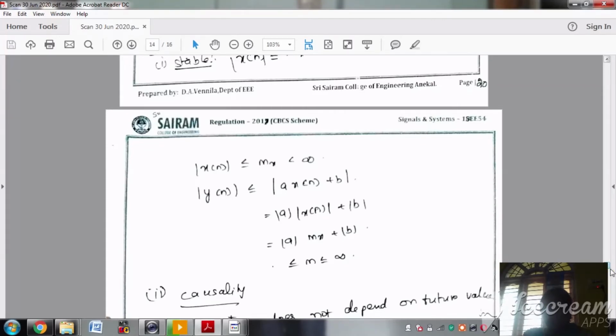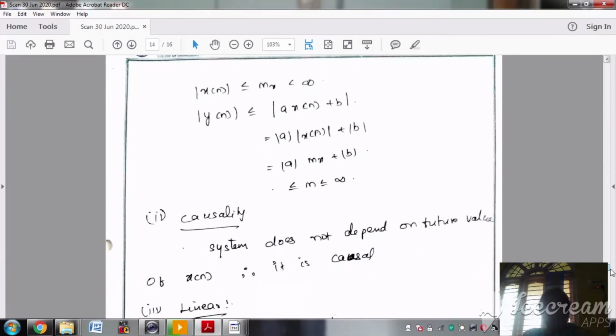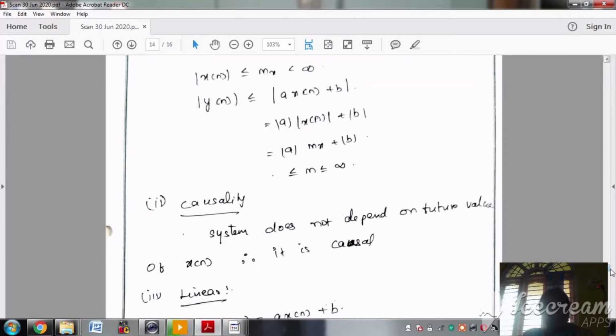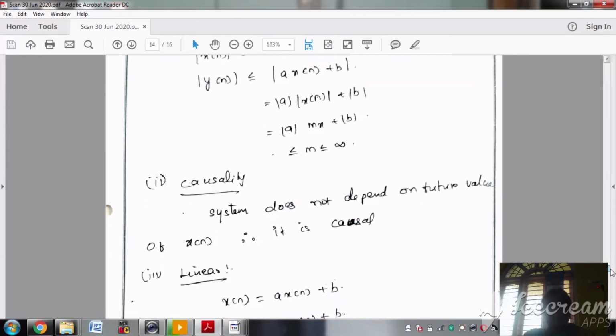And the next one is causality. Causality means, as I told, if the system is said to be causal, it does not depend on the future value, that is n plus 1. Here there is no plus or minus shift in the time. So the given system is causal.